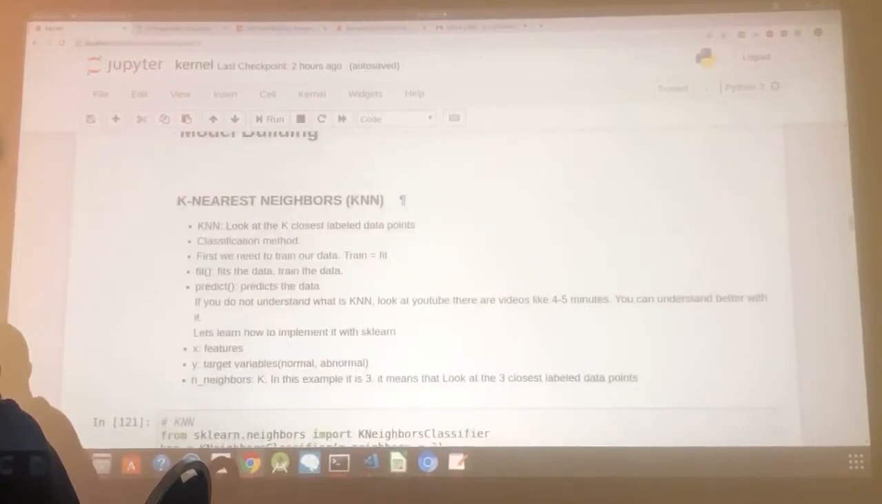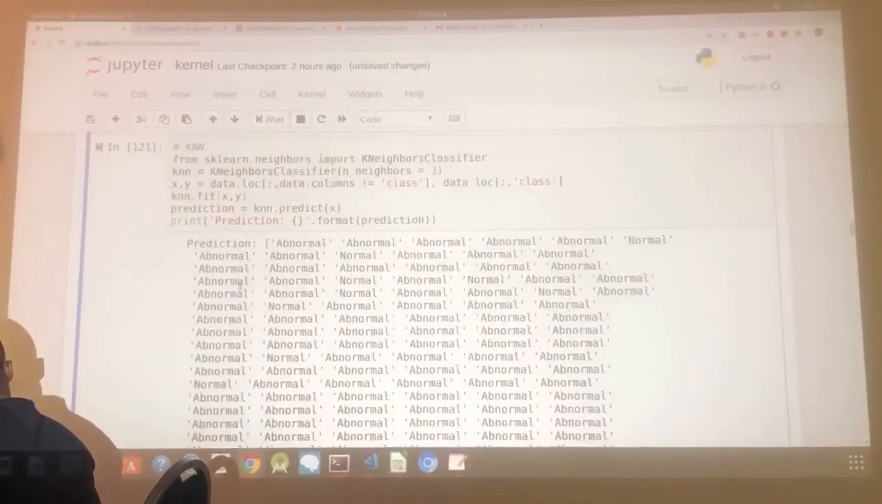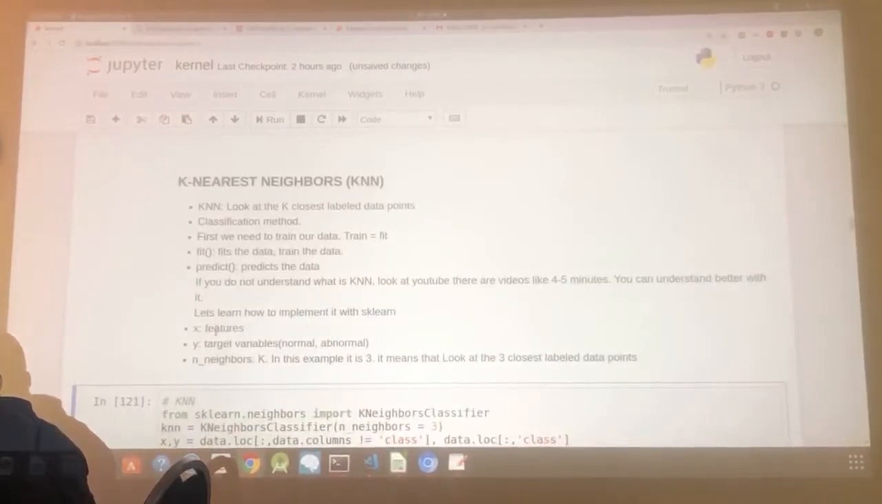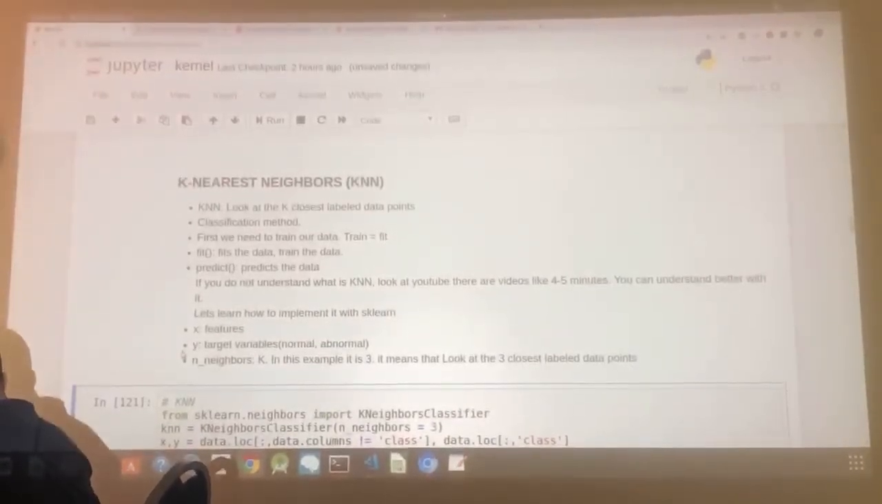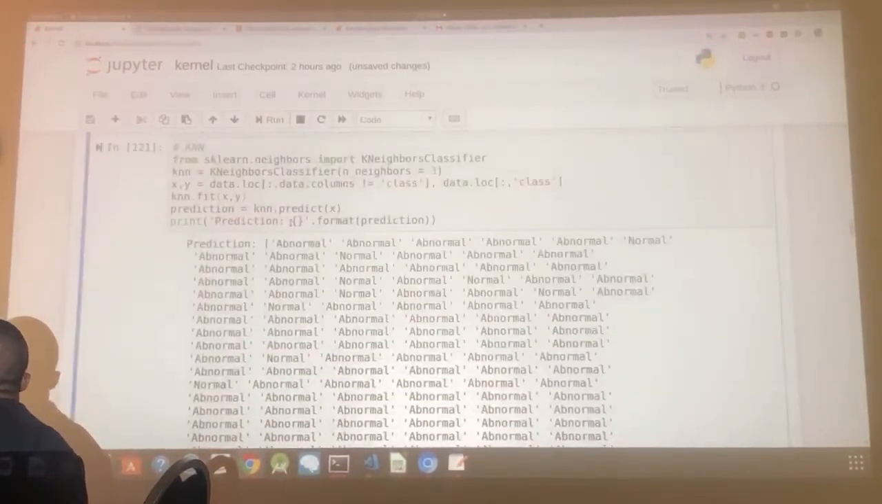Now, I know you did KNN. K looks at the closest labeled data points, and we know that is a classification method. X is our features, and Y is our target variable, which is our class. We try to use our inputs to predict whether you are normal or abnormal, which is our target variable. That was our initial question. We'll answer the rest of the question. And the number of neighbors is K.